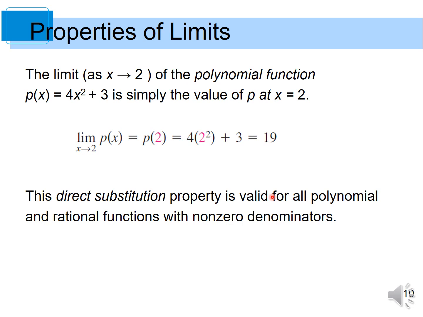The limit as x tends to 2 of the polynomial function p(x) equal to 4x squared plus 3 is simply the value of p at x equal to 2. The limit of p(x) when x tends to 2, we can straight away substitute the 2 into the x. So the answer is 19. This direct substitution property is valid for all polynomial and rational functions with non-zero denominators.